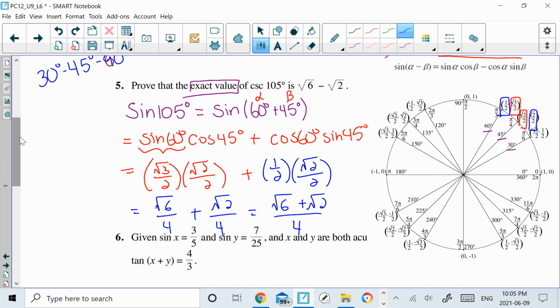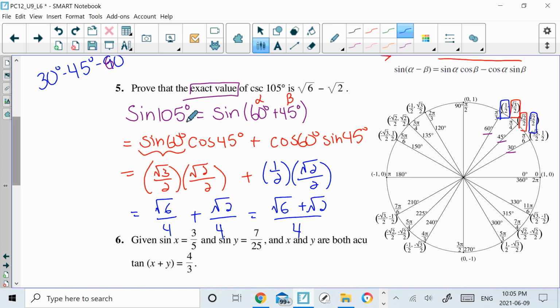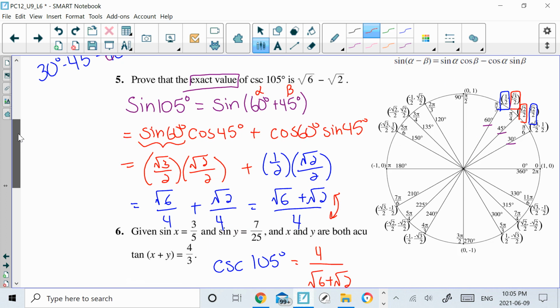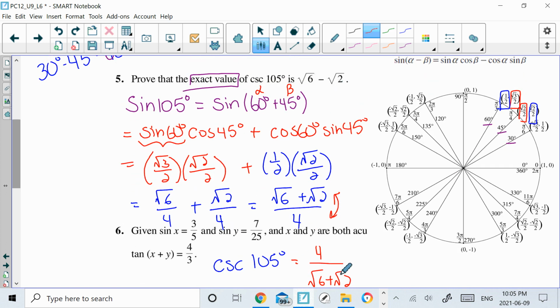But they don't want the sine of 105 degrees. They want the cosecant of 105 degrees. So the cosecant of 105 degrees is going to be the reciprocal of the ratio for the sine. That would be equal to 4 over root 6 plus root 2. You look at this and say to yourself, okay, that's not what the answer was. For their answer, they got root 6 minus root 2. So how would I change this in order to get that?